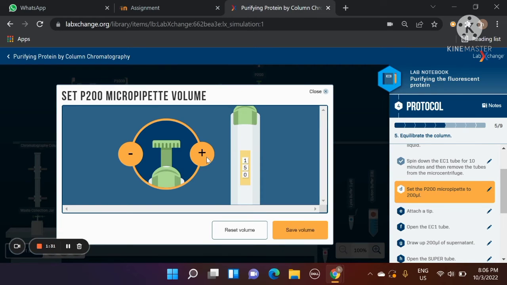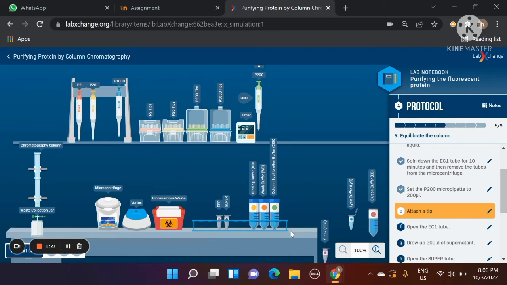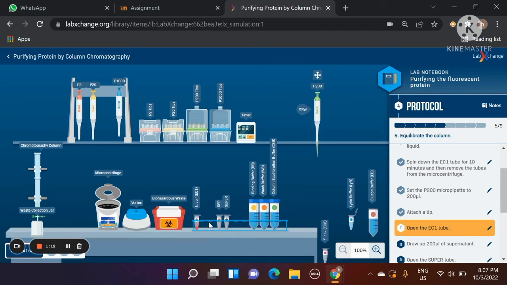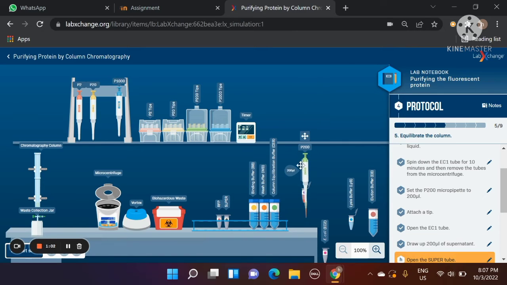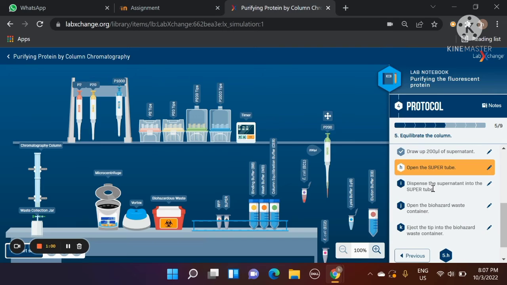into 200 microliters. Okay, and then save the volume. Then we have to open the EC1 solution. Then draw about 200 microliters of supernatant.